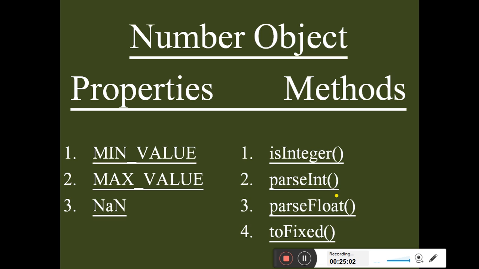Now, the toFixed method will return a string that represents a number with exact digits after the decimal point. We are going to fix the number after the decimal point. So it will first convert it into a whole number and then it will display the output.